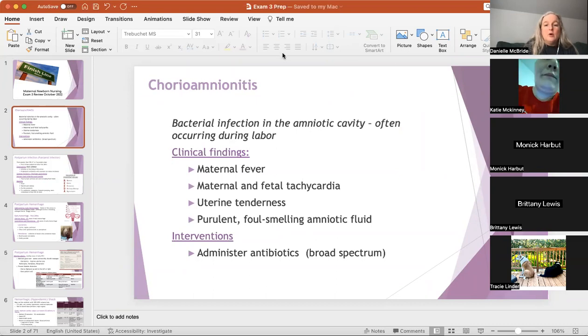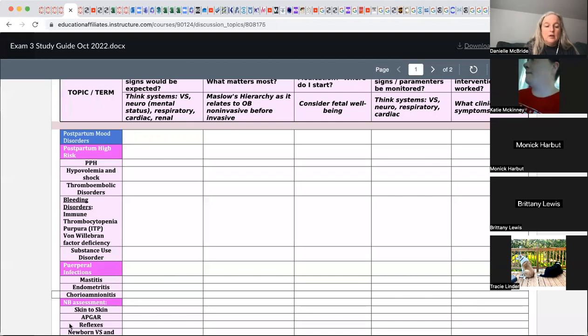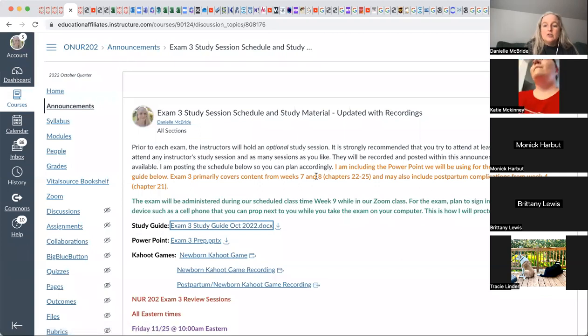So the other thing that I want to go back real quick to is, if I can find it. Here we go. I want to go back to this guy and look at what chapters we're working on. So the stuff from exam 3 is week 7 and 8 primarily, but we still are looking at the postpartum complications we did in week 4. And so that comes from chapter 21. So we're doing chapter 21, 22, 23, 24, and 25.